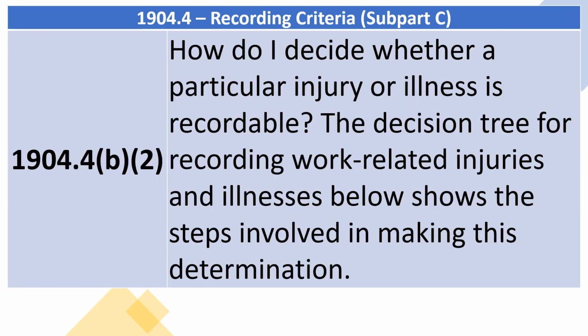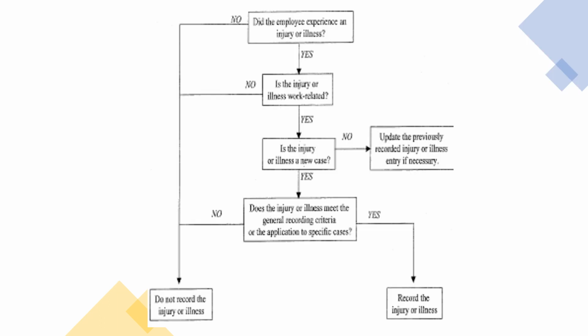1904.4 b. 2. How do I decide whether a particular injury or illness is recordable? The decision tree for recording work-related injuries and illnesses below shows the steps involved in making this determination. Did the employee experience an injury or illness? If no, do not record the injury or illness.